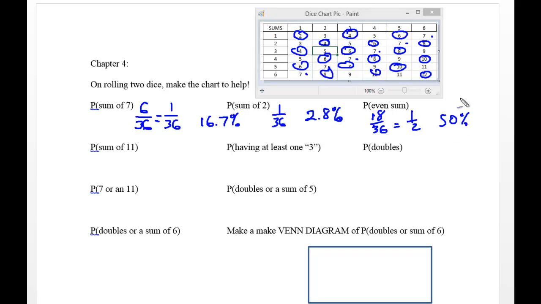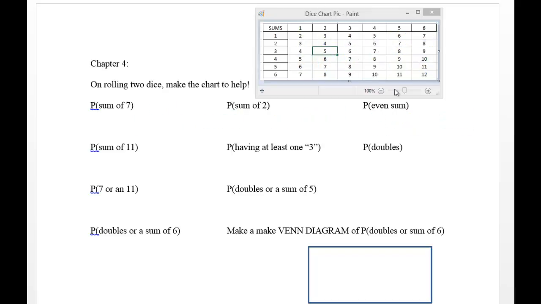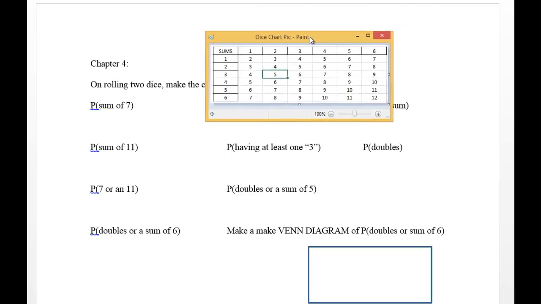Now let me clear this off here and move on to the next part. That way we can keep going here.